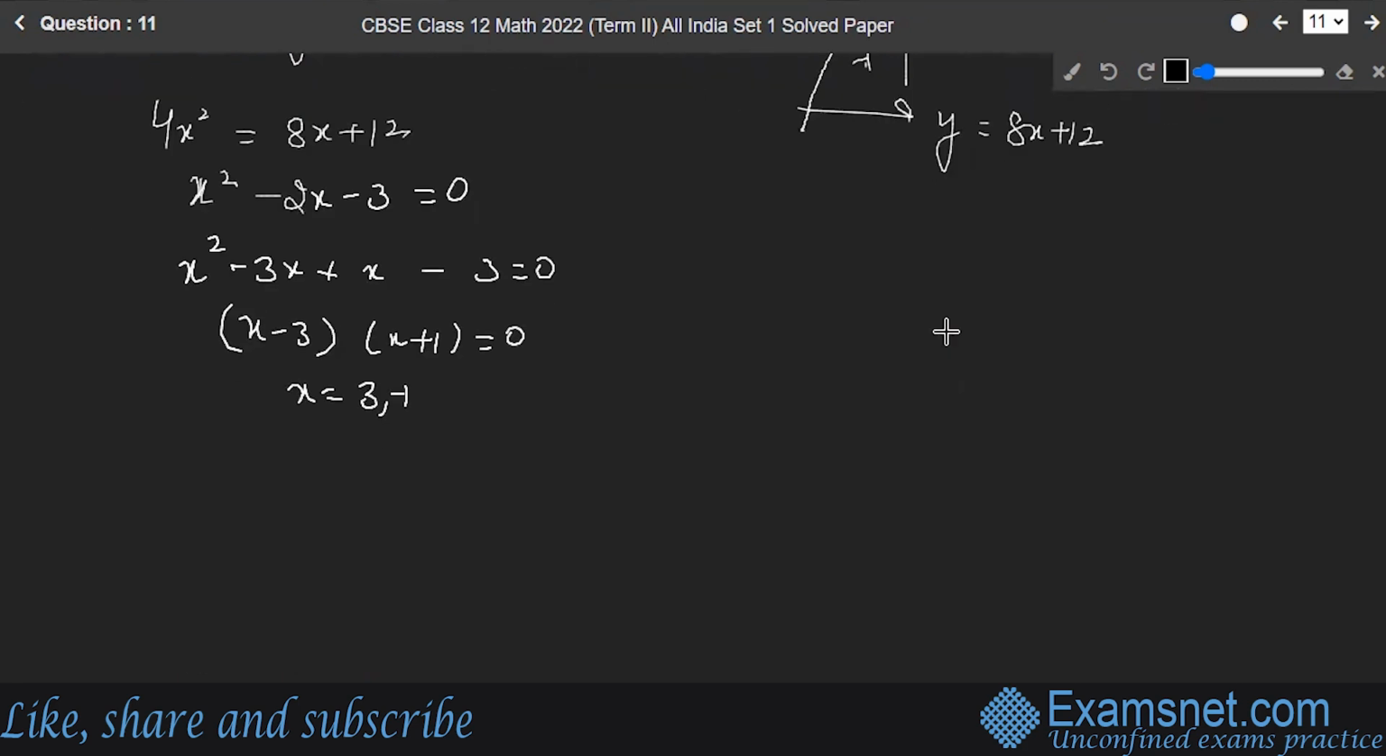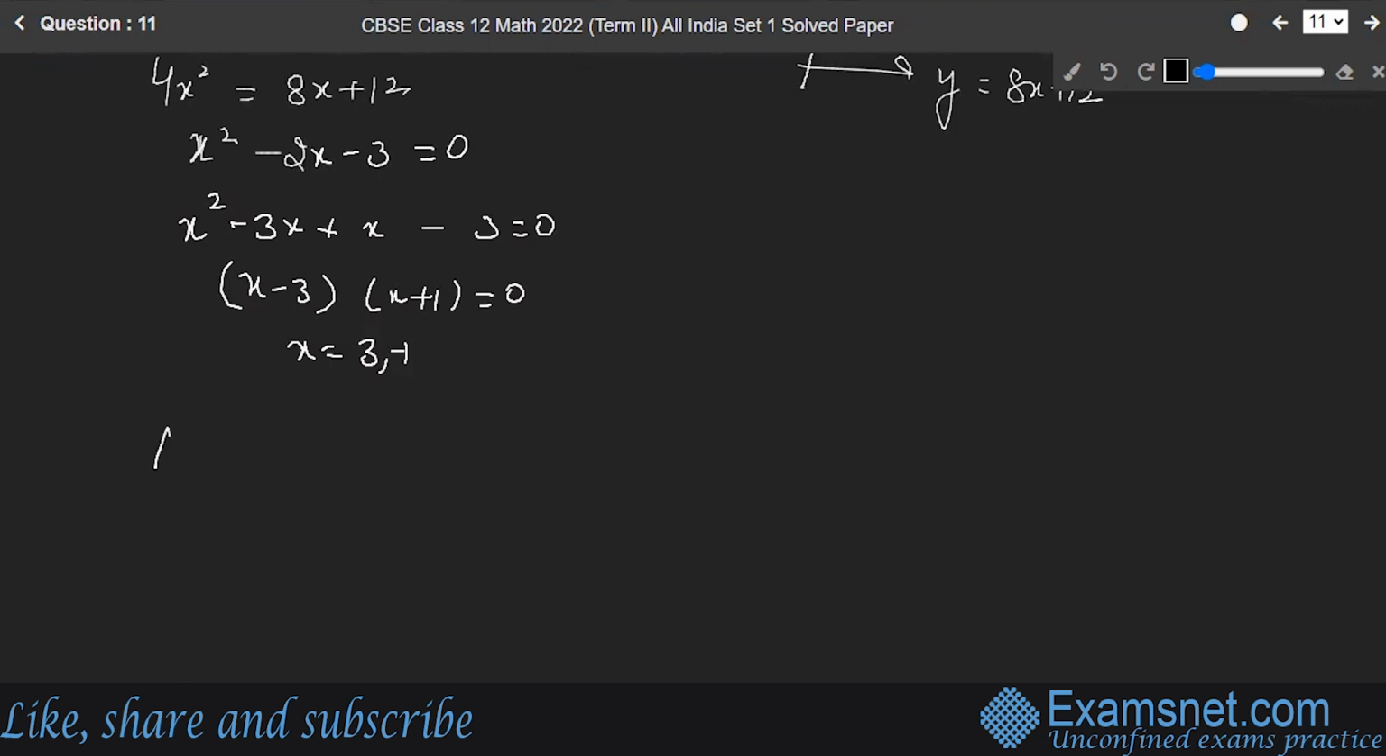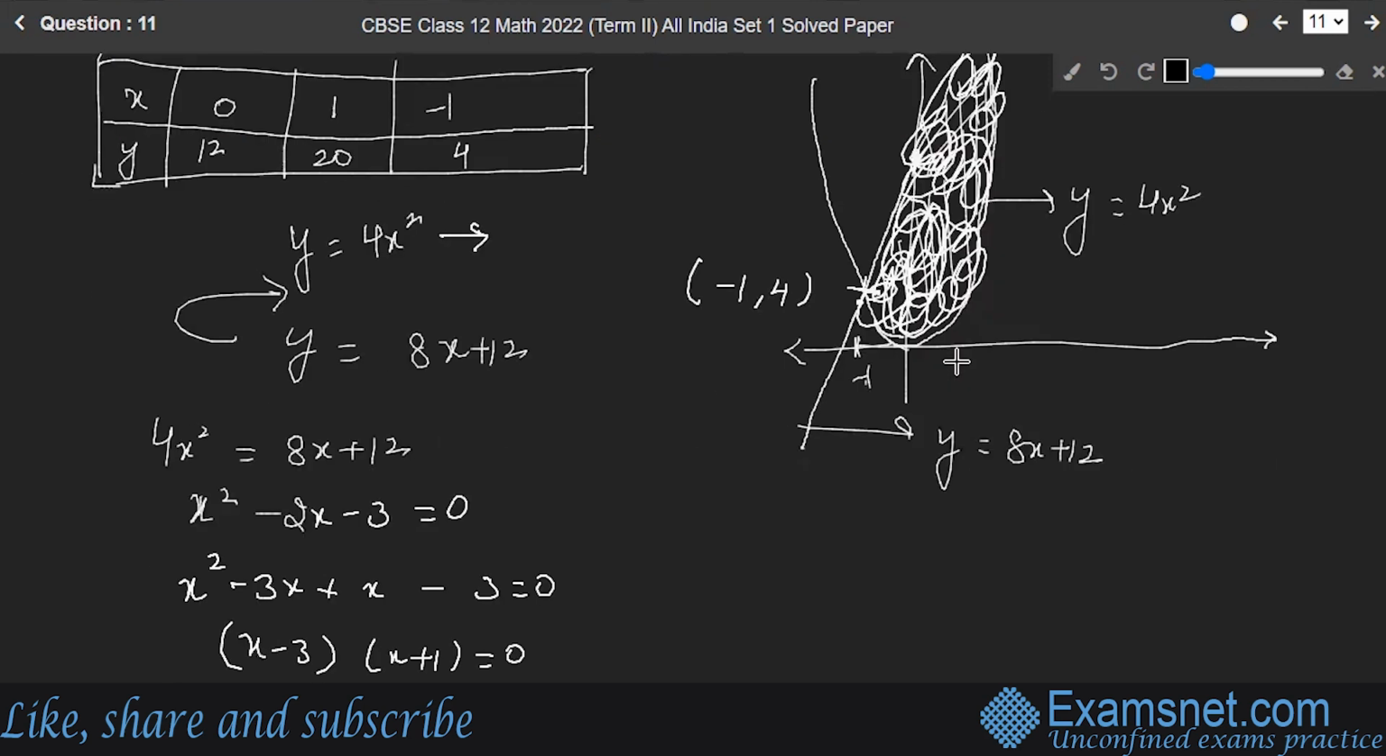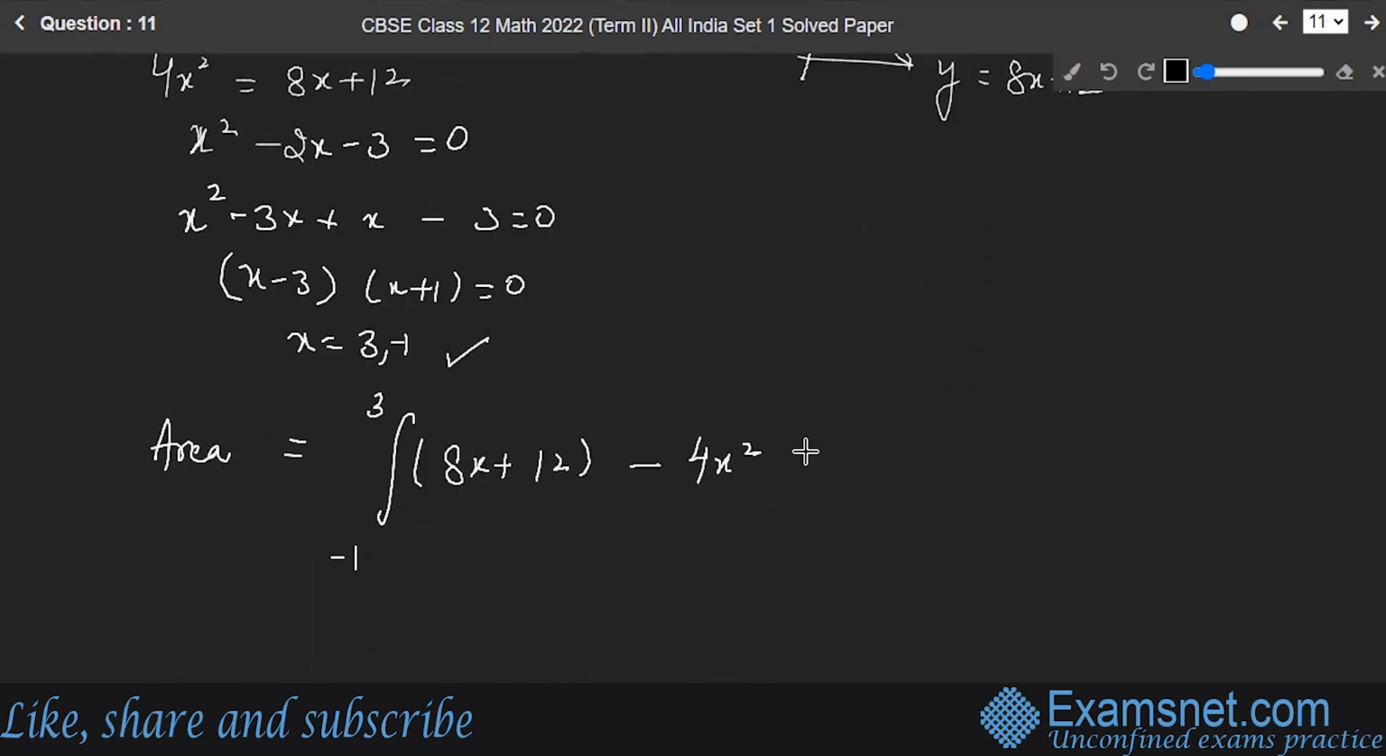All right, let's go. So we have to use integration. Required area is given by the integral from minus 1 to 3, because we are moving from minus 1 to 3, of the area which is covered by the line minus the area which is covered by the curve. Right. So this area is covered by the line, and I have to subtract the area which is covered by the curve, dx.